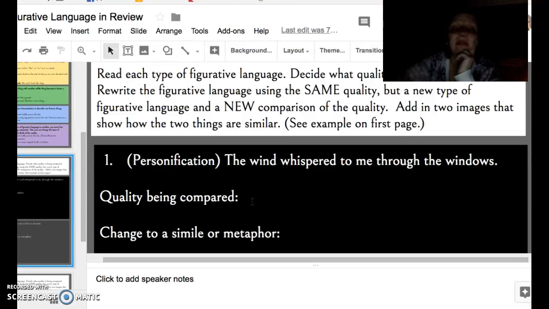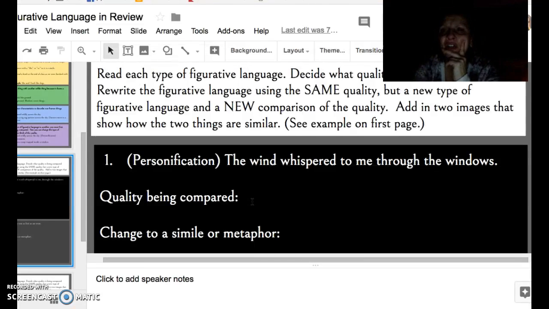So when you're looking at number 1, the wind whispered to me through the windows. What two things are being compared? That's going to be tough. Well, the wind and the sound it makes and the sound a person makes? Because it's giving a non-human thing human qualities. So the quality being compared would be the sound of the wind and the sound that people make when they talk softly.